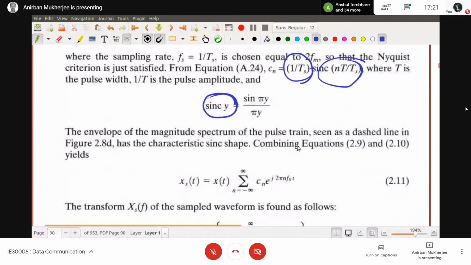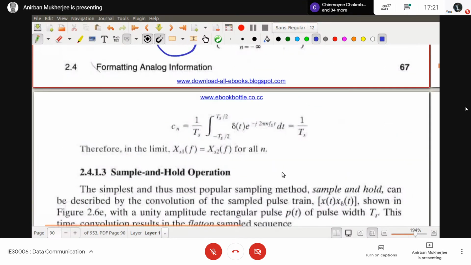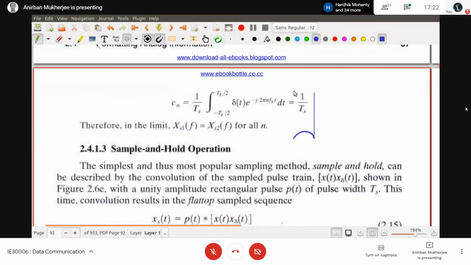Anyway, so finally I have xs(t) equal to x(t) times this, which, if you calculate spectrum-wise, is the Fourier transform of x(t) and Cn e^(j2πnfst). And finally I have Cn equal to that for the discrete case; if Ts tends to 0, Cn will be 1/Ts. Therefore, in the limit, for the two positions, they are the same.